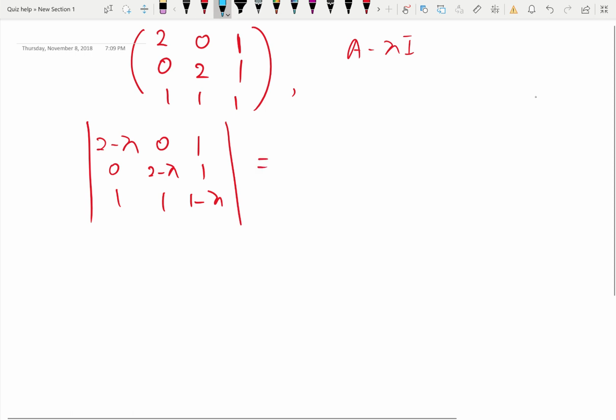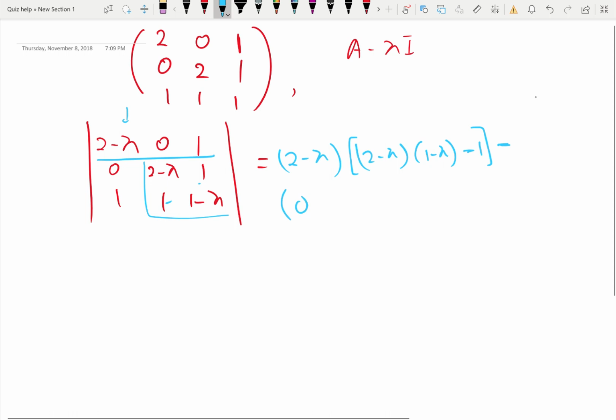So what I do is I take the first row and I go element by element. So I take 2 minus lambda times the determinant of this part, which is (2 minus lambda)(1 minus lambda) minus 1 times 1. Now by default here you have positive. The second term will be 0, because 0 times everything doesn't matter. So I just don't care about that part.